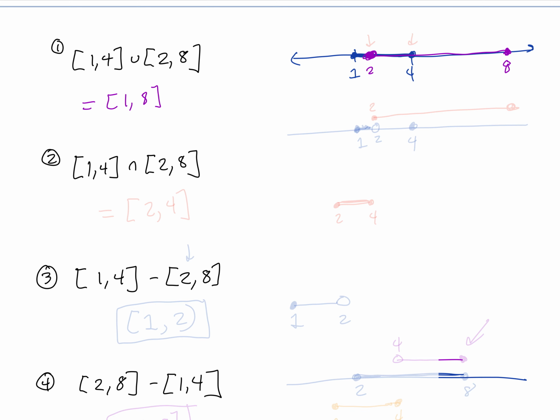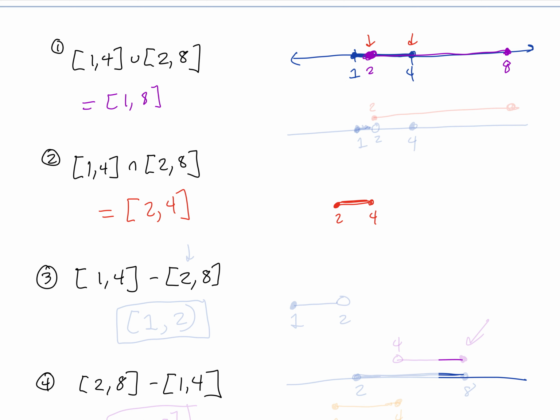When we look at the intersection of those two sets, the intersection is only going to go from 2 to 4 inclusive. That's still a closed interval because 2 is in both sets, and 4 is in both sets, and everything in between is in both sets. So the intersection is going to be that closed interval from 2 to 4 inclusive.